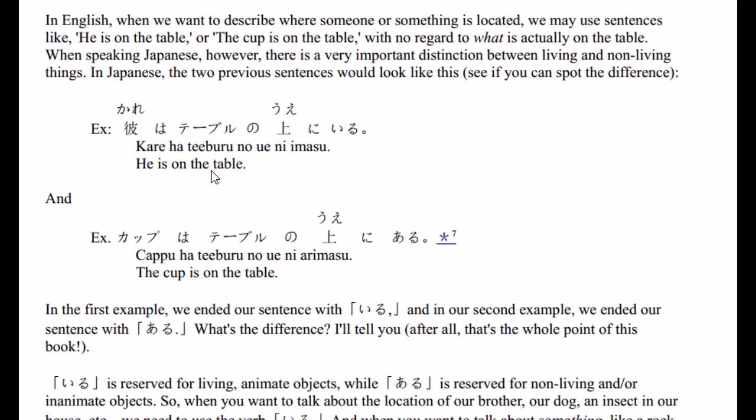So please notice that in this example, we have iru. Kare wa, he. Kare wa teiburu no ue ni iru. He is on the table. He is a living animate thing, so we need to use iru to describe his location. And here we have the cup. Kappu wa teiburu no ue ni aru. The cup is on the table. So even though we're describing something that's on the table, we're using two different verbs, aru for the cup, a non-living inanimate object, and iru for kare, a living animate object. So before we move on, let's check out our pro tip at the bottom.